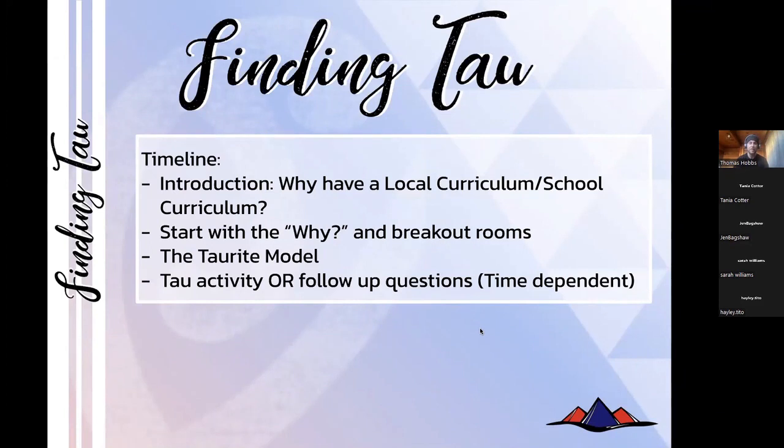Tau or Taurite is the Māori philosophy of balance, which is going to be a common theme for a lot of what we're going to have a look at today. A bit of a timeline of today: I'm going to start with a bit of an introduction into why have a local or a school curriculum. Probably the most important part of this webinar is our breakout rooms that we're going to have when we're looking at developing local curriculum with a start with the why approach. After that, hopefully we'll have some good conversations post breakout rooms. After that, I'll share with everyone our current health and PE framework, our Taurite model that we have here at Whakarongo School. And depending on how much time we have afterwards, I've got another potential breakout, but if we're pushed for time, which I think we might be, I'll have a little bit of time left over for some follow-up questions.